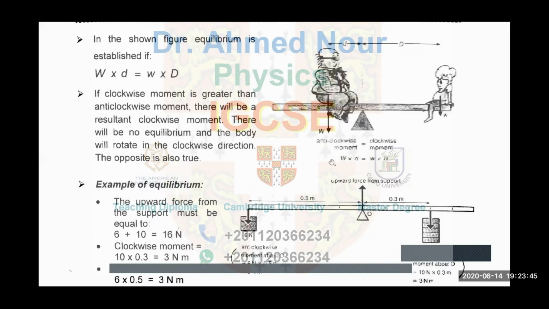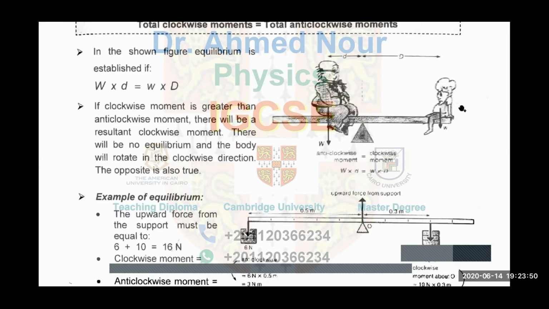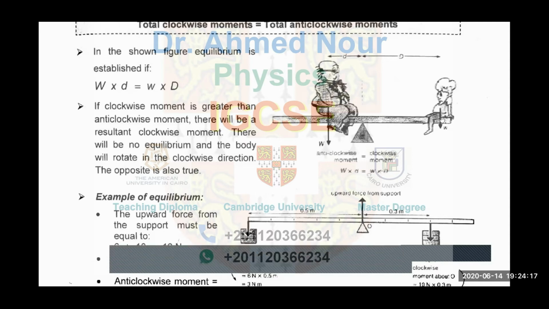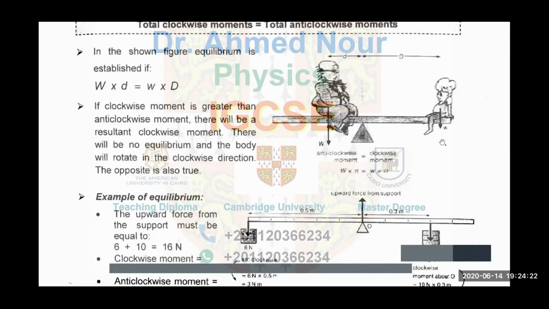What does it mean? See, here we have two persons. This is the child and this is the big man. The big man has a heavy weight, but the child has a small weight. Now they are in equilibrium. How? By two conditions. First, no resultant force in any direction. This means the downward forces equal the upward forces. So here I have the weight of the child and the weight of the man, W1 and W2.